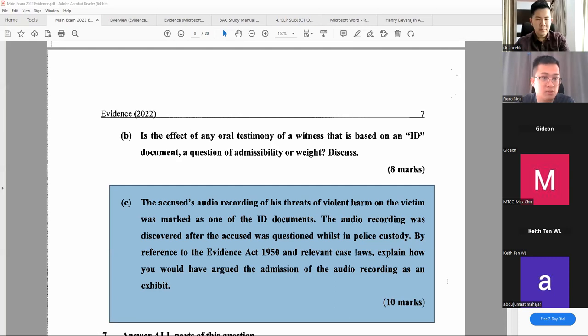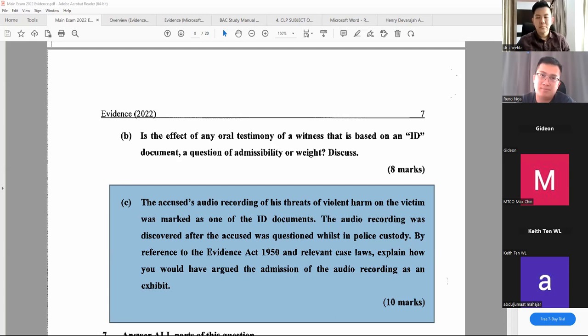Okay, and also Sue, can you briefly explain the relationship between relevancy, admissibility, and weight? Do we have to conclude each with the other? Thanks for these questions. Actually, relevancy, we also call question of facts. Admissibility, we also call question of law. So how to say that?